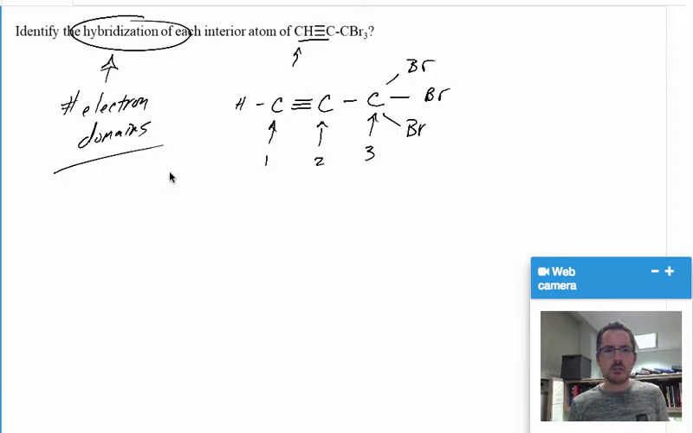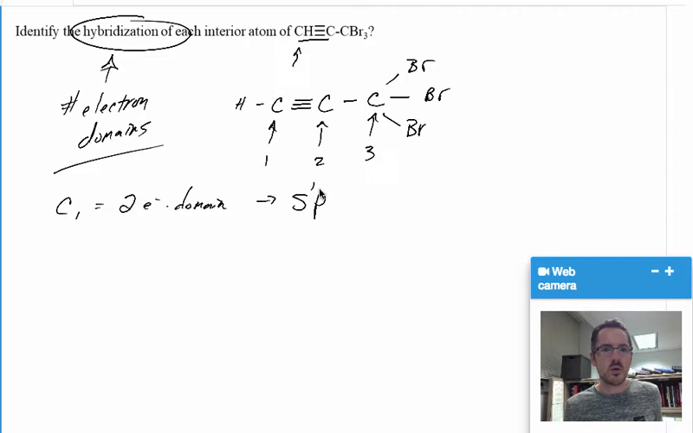So for my first carbon, carbon number 1, I have 2 electron domains. I have a single bond with my hydrogen atom and then a triple bond with my carbon. That triple bond is one domain. It's one central location where 6 electrons are going to be residing. And with having 2 electron domains, my hybridization will be sp, or s1p1.